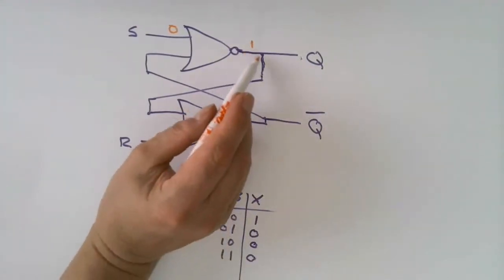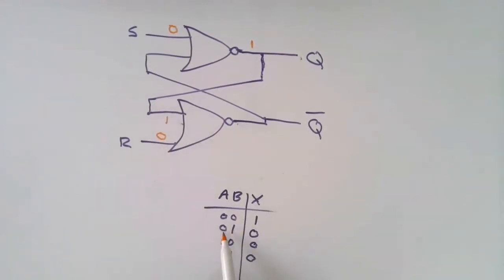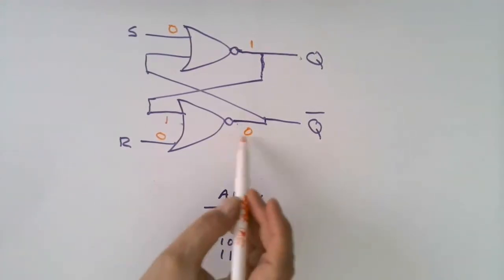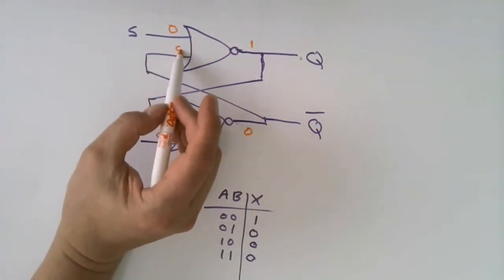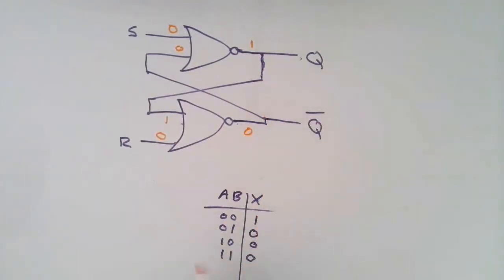But if that output is 1, we'd have a 1 here now. And if we have 0 and 1 as inputs, our output would be 0. And then that output would go to 0 here on this gate. And that's a case where that output is 1. Okay, so we're kind of at this steady state condition here.